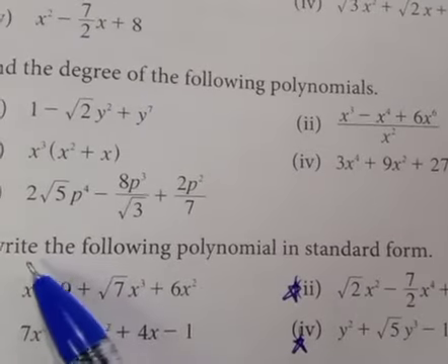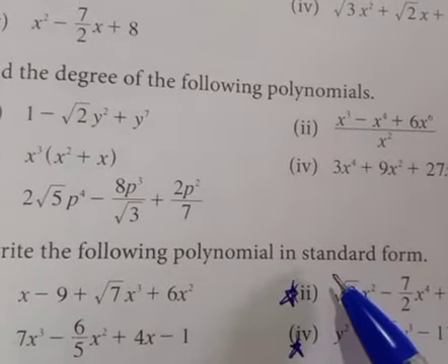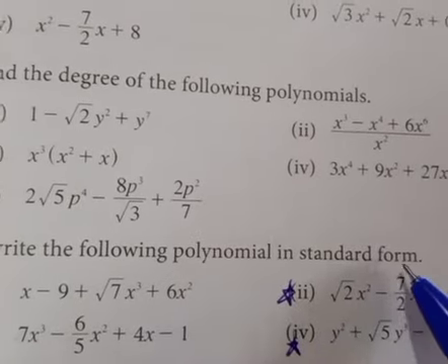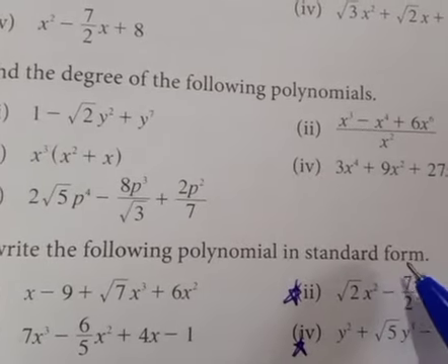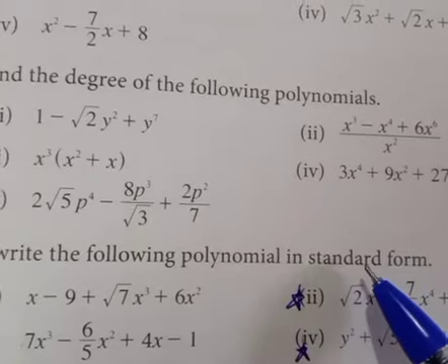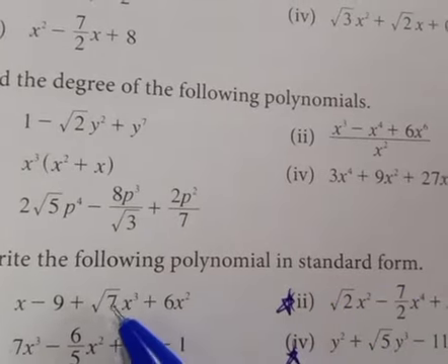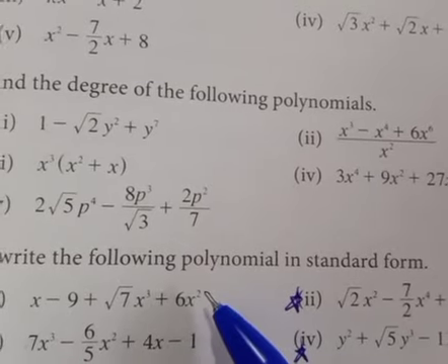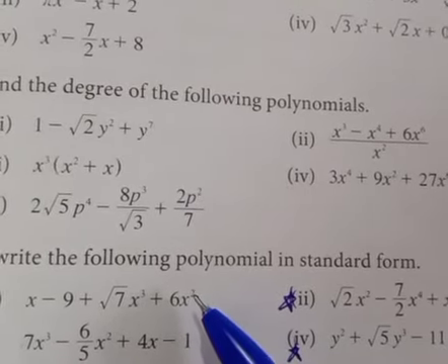Fourth question, rewrite the following polynomial in standard form. Okay, you have to arrange in standard form. The meaning of standard form is you have to arrange the powers of the expression in ascending order or descending order.